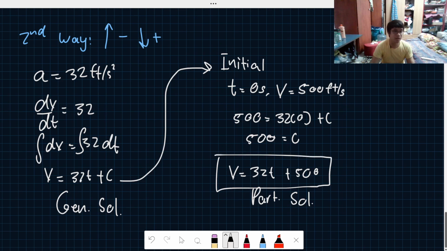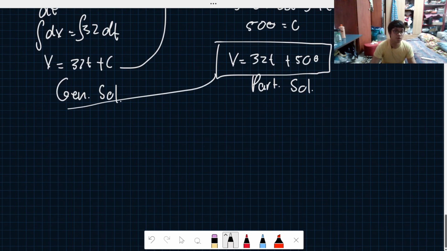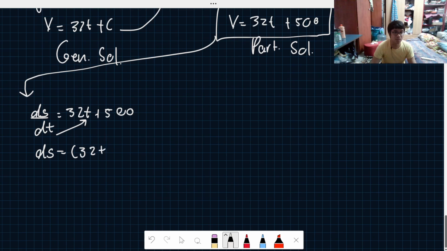Now, we're not done yet because we're looking for displacement. So we're going to change v as ds over dt. So ds over dt is equal to 32t plus 500. And you know the steps: put dt beside 32t plus 500.